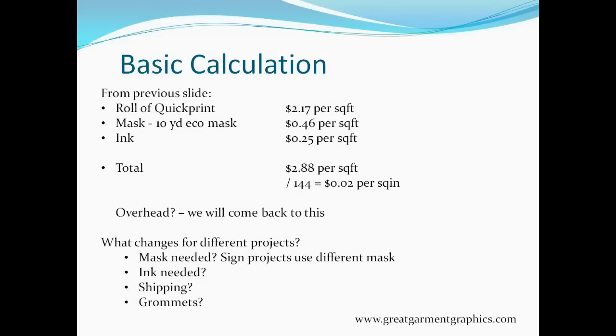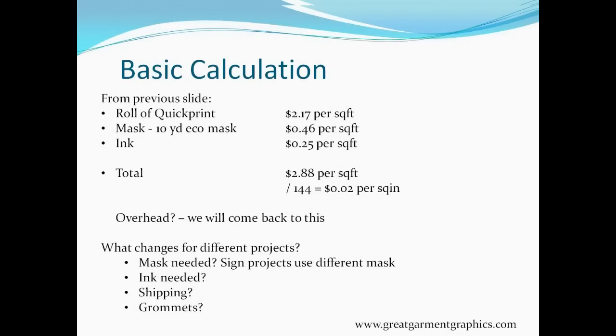So what changes for different projects? What mask is needed? Sign projects have a different mask. Is ink needed in it or not? Shipping costs, maybe you get a discounted shipping cost. I just put $10 in there for these calculations. You can take a look and maybe average out your shipping costs for it. Does the project need grommets? Do I have specialty materials? Anything in there that's going to change, you're still going to use that same base calculation going all the way and then add in the extras afterwards. Okay.